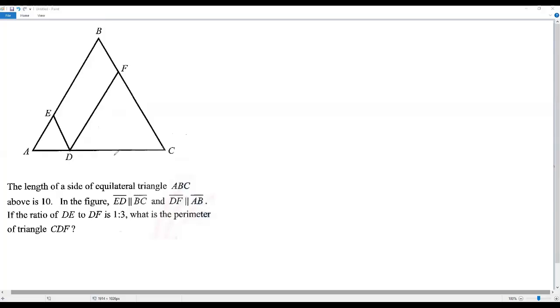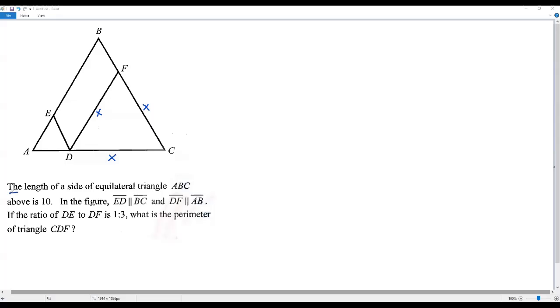Okay, let me assume X as the length of one of the sides of the triangle CDF. Then this side also must have the same length X. This one also must have the same length X. Now to get the perimeter of this triangle CDF, I need the value of X, which represents the length of each side of the equilateral triangle CDF. So once I get the value of X, I can add the 3 X's to get the perimeter.